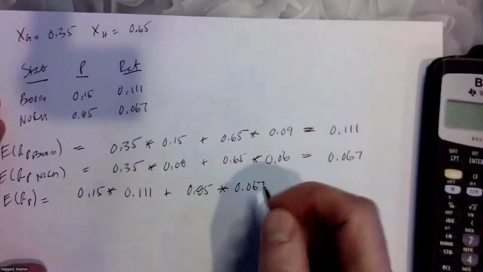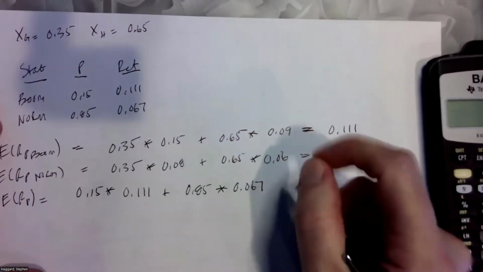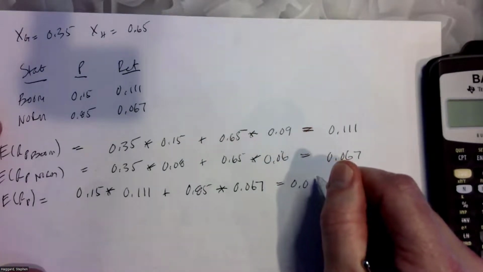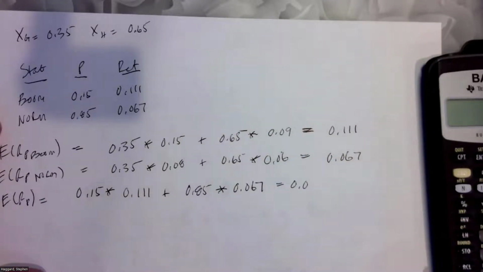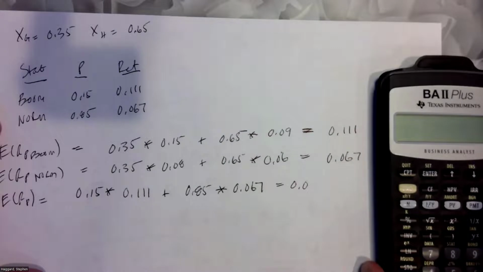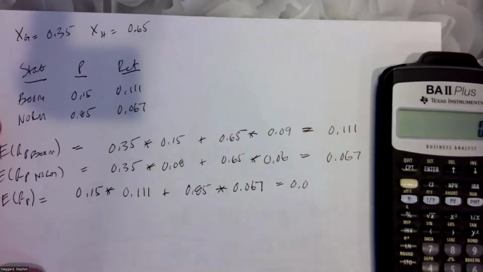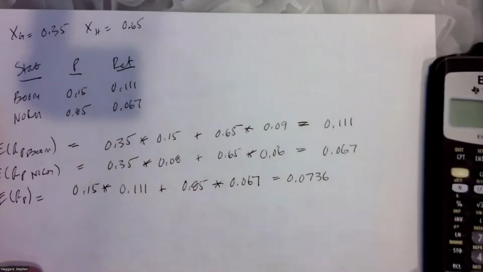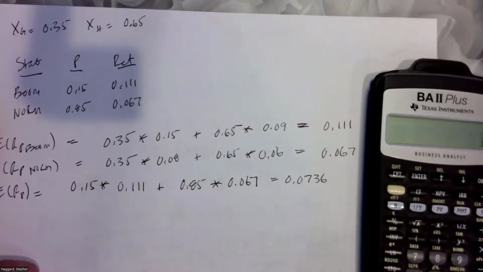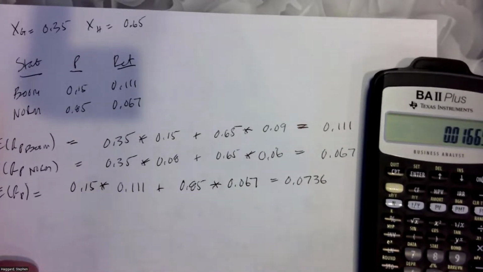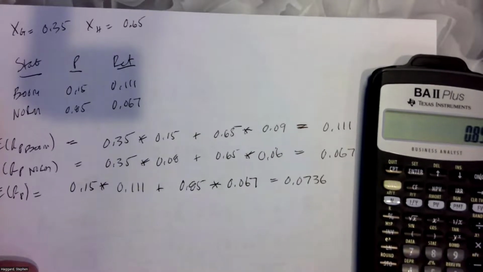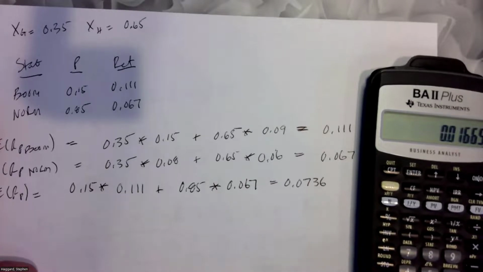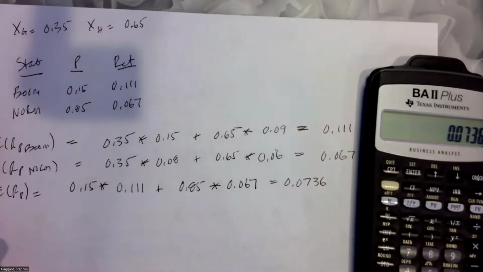I'm getting 0.058615. Does that sound right? That does not sound right, does it? Let me try that again. I got 0.0736. Yeah, I think that's right. So just to make sure we got this, 0.15 times 0.111, store 1. 0.85 times 0.067, store 2. Recall 1 plus recall 2 equals. Yeah, there we go.